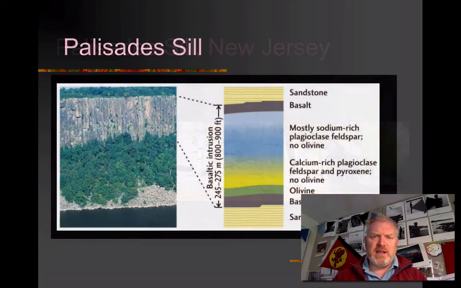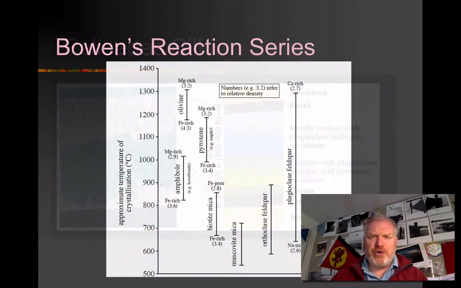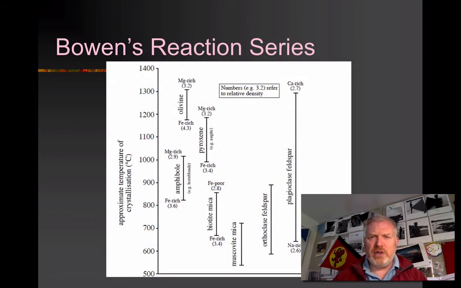But the Palisades Sill is an enormous intrusion. It's extremely thick, 250, 300 meters thick in places. And because it's so thick, we see some very distinctive layers within it. This is going to be a topic of a whole lesson slightly later on in the topic. So Bowen's reaction series is crucial in understanding how these fairly major structures actually form.